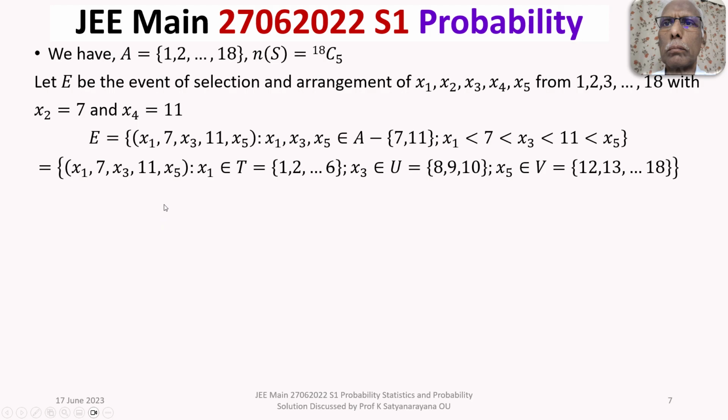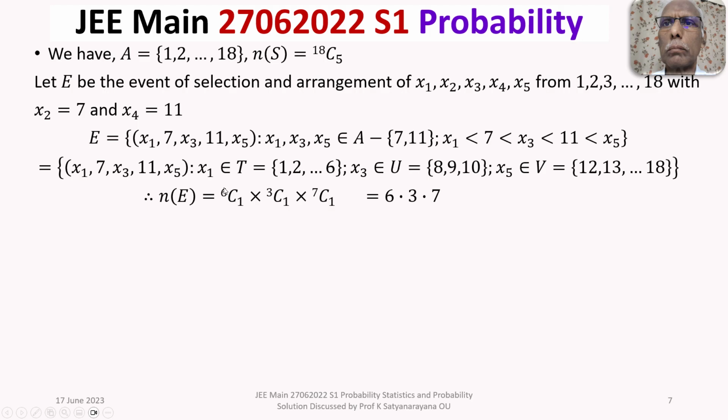Now, here is a semicolon we have written, that means and. x1 belongs to T, and x3 belongs to U, and x5 belongs to V. Now apply the product rule to count the number of elements in E. So n of E is equal to, by product rule, for x1 one element you have to take from T. T consists of 6 elements.